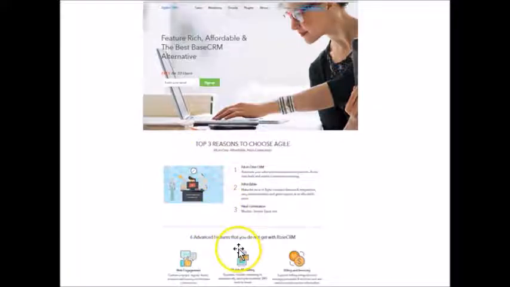As I move forward, I encounter 6 advanced features that you do not get with Base CRM. Now that's quite killer. That's definitely something which I would term a decision enabler, because I'm here to decide which CRM to choose, right? And if you're going to tell me these are the features that Agile has and Base doesn't, then it will definitely help me decide, correct?